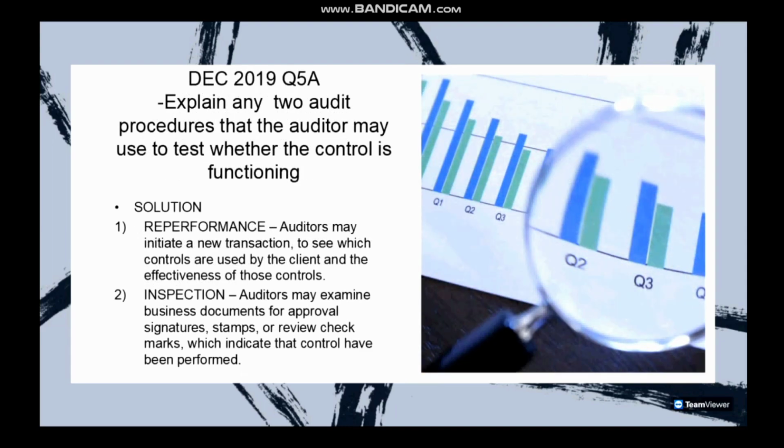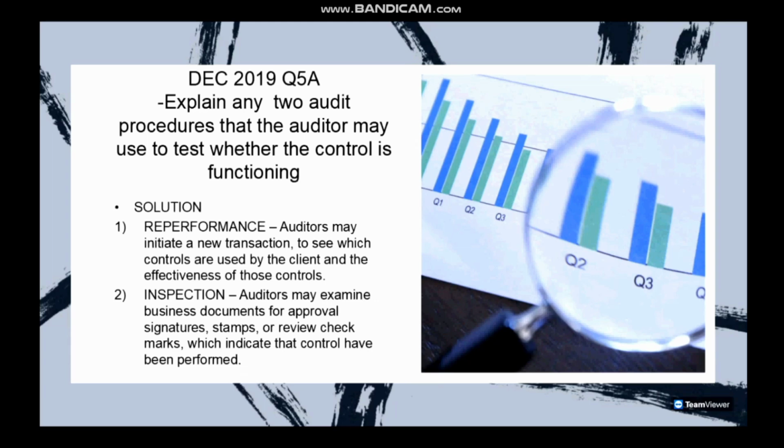Next, in December 2019, question 5A, explain any two audit procedures that the auditor may use to test whether the control is functioning. The first audit procedure is re-performance. The auditor may initiate a new transaction to see which controls are used by the client and the effectiveness of those controls. The second audit procedure is inspection.